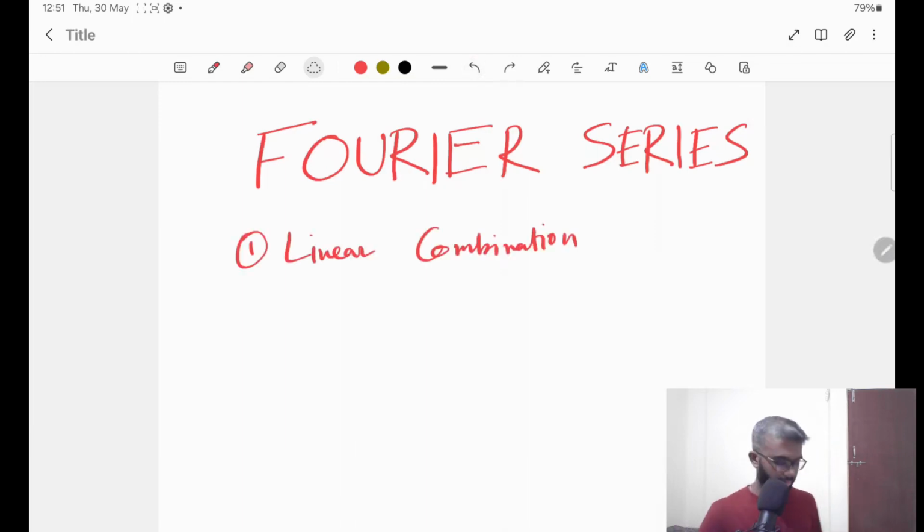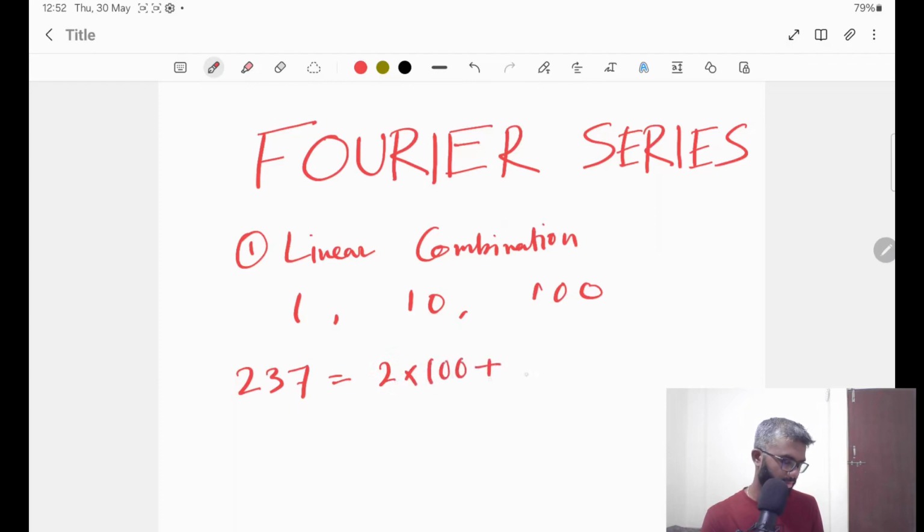What is a linear combination? Let's say you have three types of coins: a 1 rupee coin, 10 rupee coin, and 100 rupee coin. These are the only coins available, okay? And you want to pay a particular price, let's say 237. How are you going to pay? You will take 2 of the 100 rupee coins, then 3 of the 10 rupee coin, and 7 of the 1 rupee coin, right?